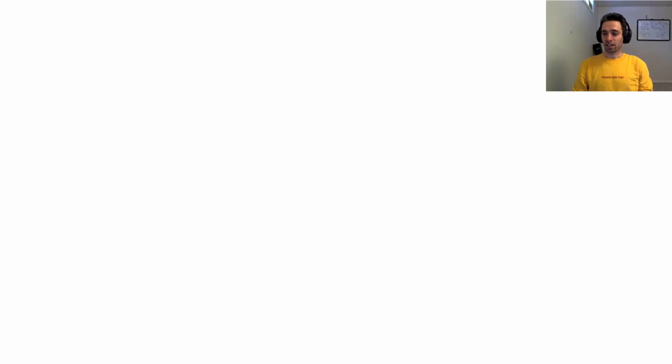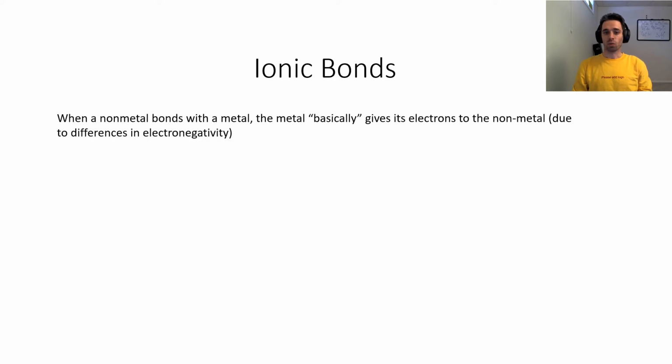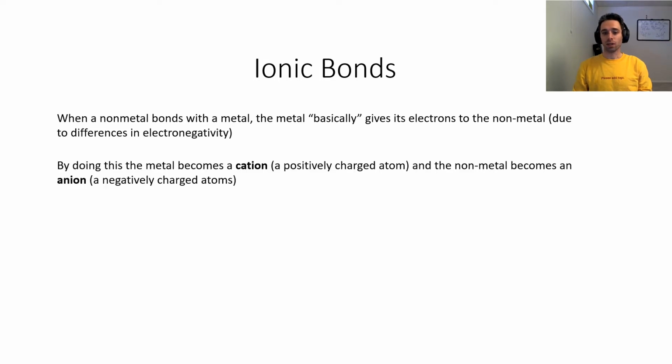In the previous slide, we said the first type of chemical bond is called the ionic bond. When a nonmetal bonds with a metal, the metal basically gives its electrons to the nonmetal. This is due to the differences in electronegativity. Basically, a nonmetal is much more electronegative than a metal. Go over the electronegativity trends that we looked at a few lectures ago, if you don't know why. By doing this, the metal becomes a cation. This is defined as a positively charged atom, and the nonmetal becomes an anion, which is a negatively charged atom.